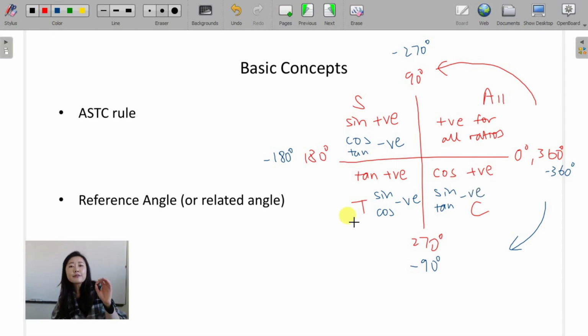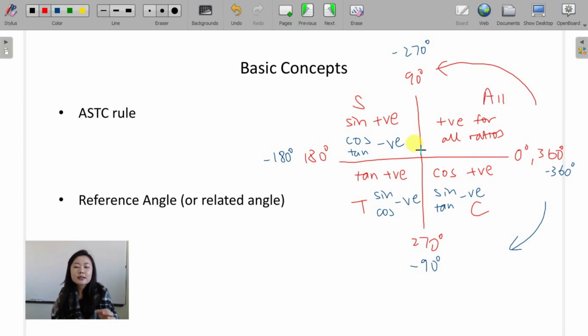All right, so that's the first consideration when it comes to solving any trig equations, right? Which quadrant you're in, just noticing the anti-clockwise rotation, and once you work out which quadrant, what is the sign of your particular function, okay?